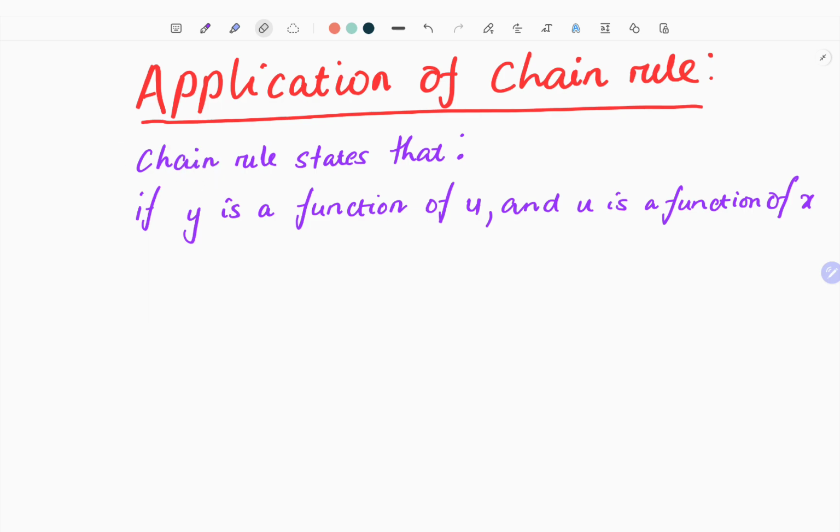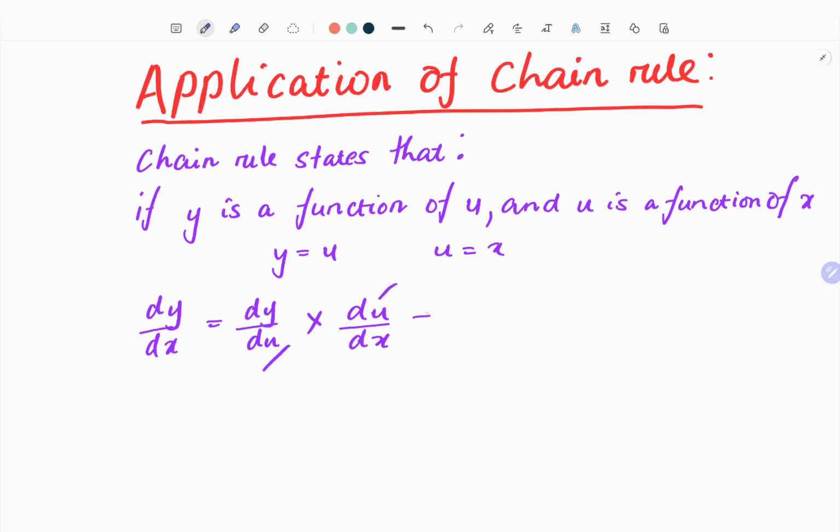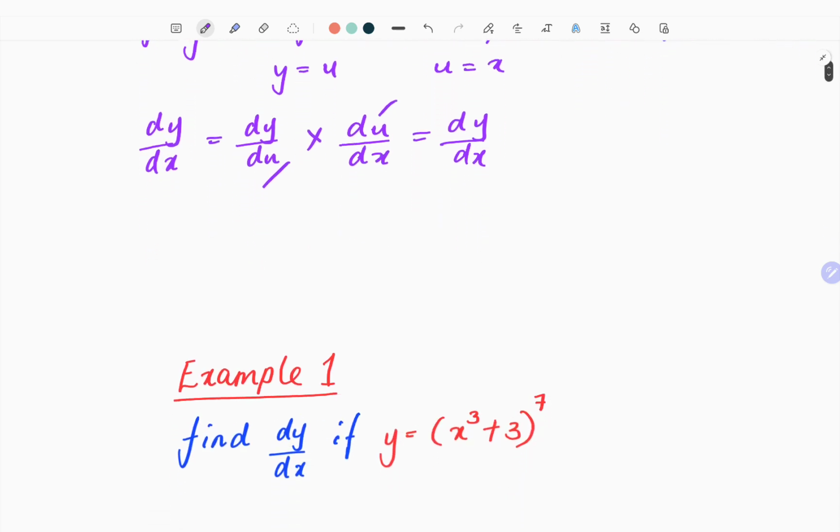The chain rule states that if y is a function of u, and u is a function of x, then dy/dx will be equal to dy/du multiplied by du/dx. You can see now the du's cancel out, and you are left with dy/dx. And that's the chain rule. So let's get into some examples.